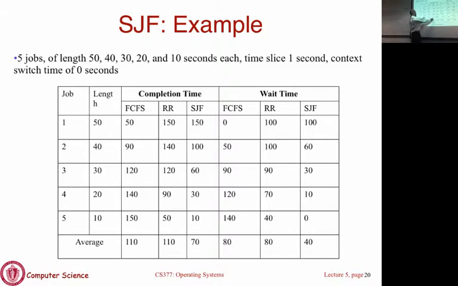The wait time is the difference between the completion and the length. You will see that the SJF average wait time, the mean of those values, is 40. And these two have 80, from the previous example. I said that this has the lowest wait time, and you see that borne out in this example. Its average wait time is half of the other policies. So it did give us very low wait times.